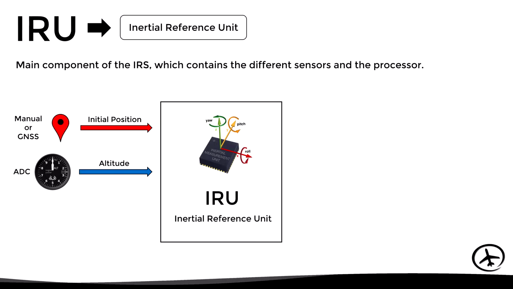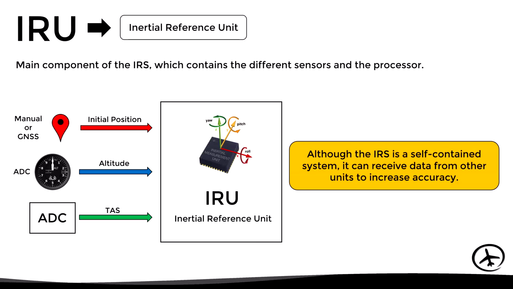Finally, the IRU also requires true airspeed information from the air data computer in order to calculate wind direction and speed. Now, although the IRS is considered a self-contained system, it can receive data from other units to increase accuracy and compensate for some measurement errors.